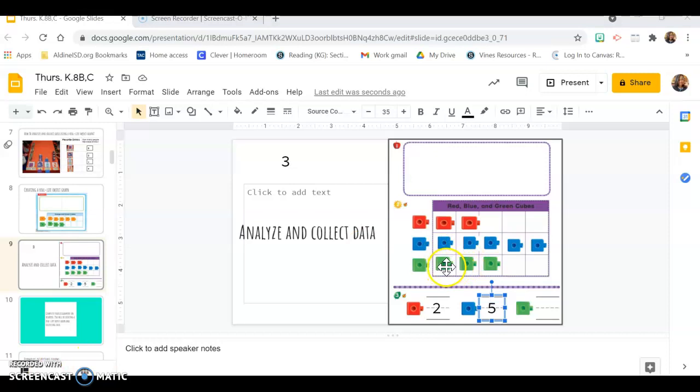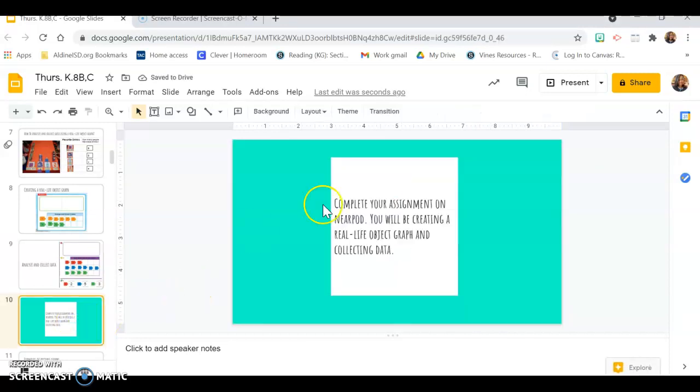And last but not least, let's record our data for green. Ready? 1, 2, 3. How many do we have? 3. So we're going to put the number 3 next to green. Awesome job. All right, so now you're going to practice creating a real life object graph and collecting data.